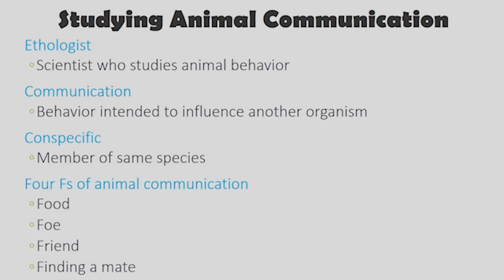They point out that the communication system in animals is intended to influence other organisms. So, basically animal communications are behaviors that animals perform to influence other animals or other members of that particular group. Conspecific members of the same species are also influenced by these communications. These ethologists point out that there are basically four reasons why animals use communication. The four basic reasons which most ethologists suggest are for finding food, for finding an enemy or foe, for finding a friend, or for finding a mate. So, these are the four factors why animals use communication.